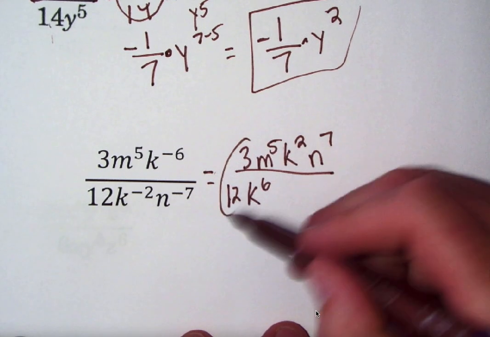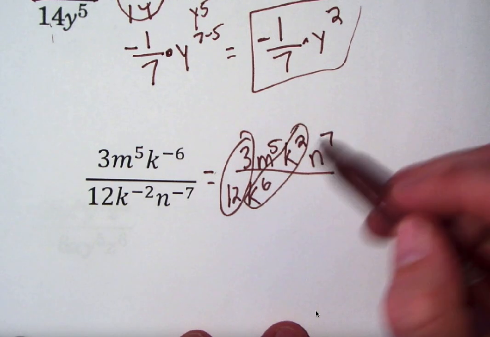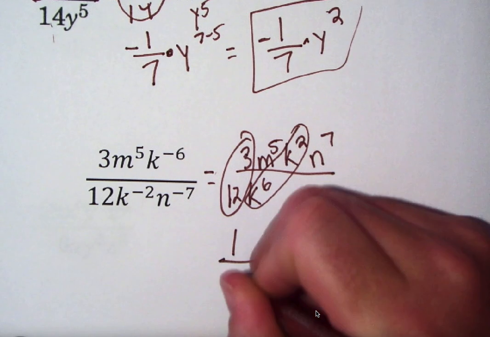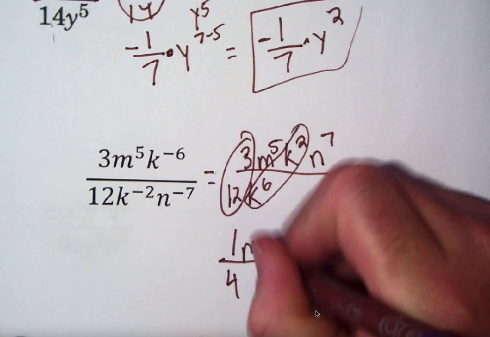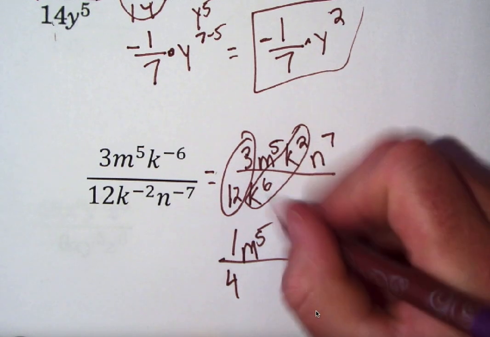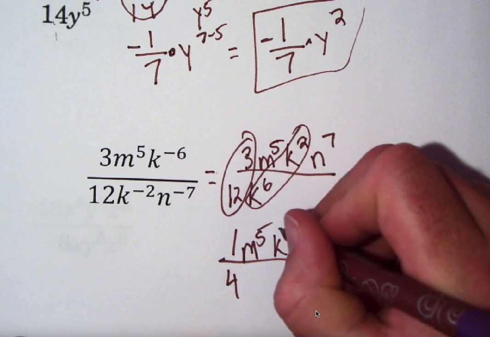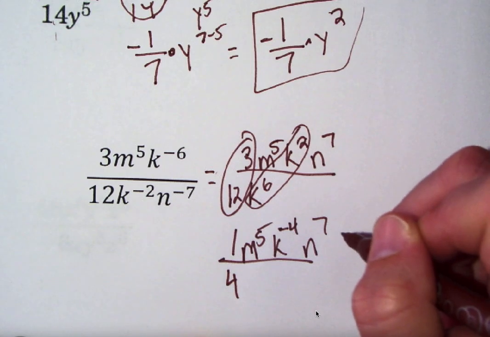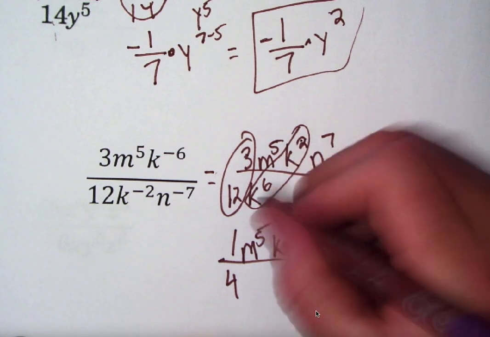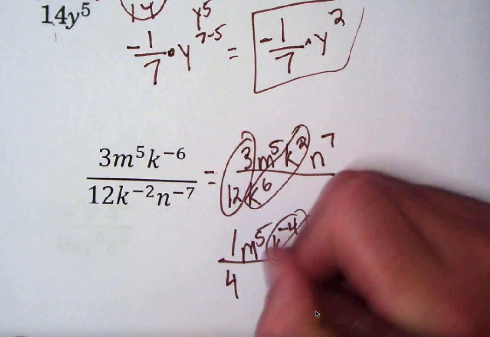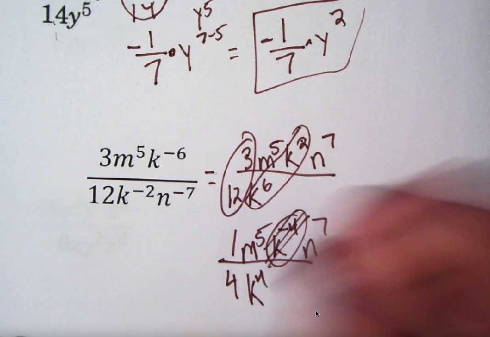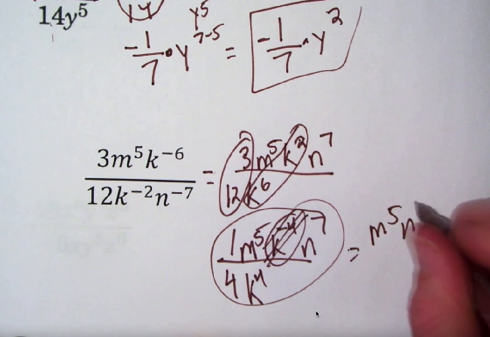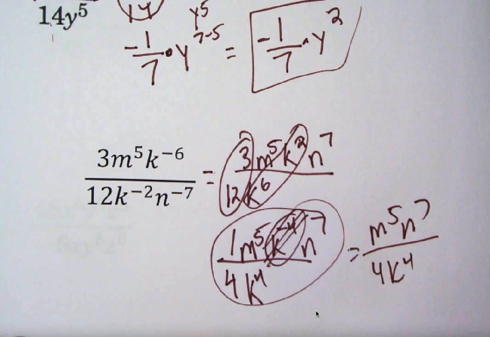But we do have some more simplification. We have this and this. 3 divided by 12, we can write that as 1/4 m to the 5th. Here, we got 2 minus 6, so that is -4 n to the 7th. But 2 minus 6 is -4, and we can't have this up here. So we've got to shift it down, drop it like so. Now we are fully simplified. M to the 5th, n to the 7th, 4k to the 4th.